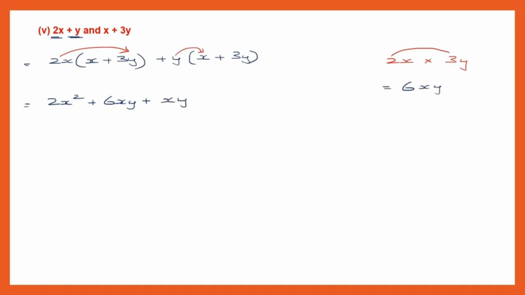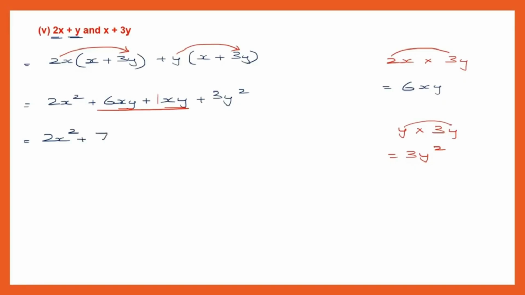We're just writing it in order. Then we have to multiply y into 3y. So that is y into 3y. The number is the same and y into y is y square. So here this will be plus 3y square. So here we have 2x square and look at this, we have xy and xy, they are like terms. So plus 6xy plus xy. Here it's understood it is 1. That means 6 plus 1 is 7.